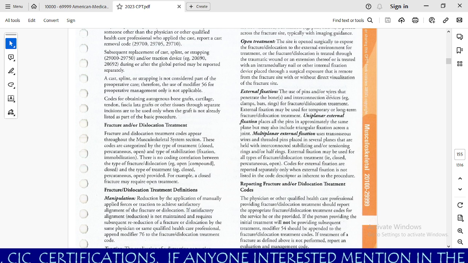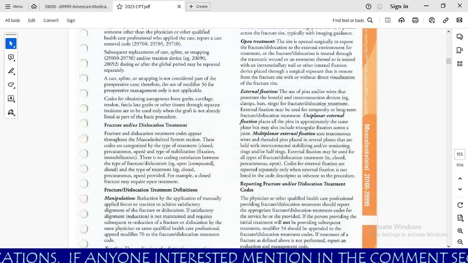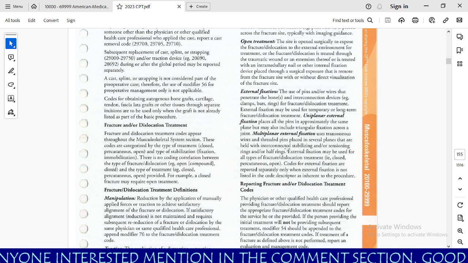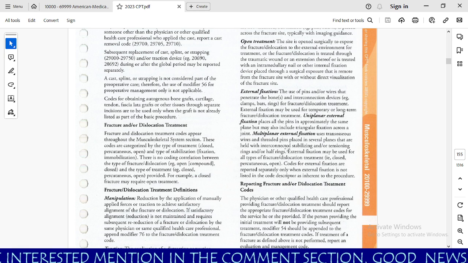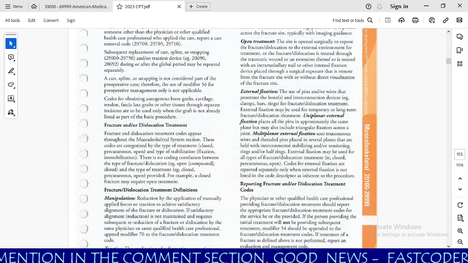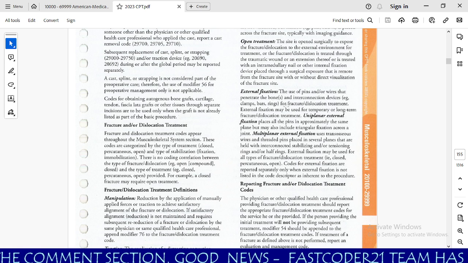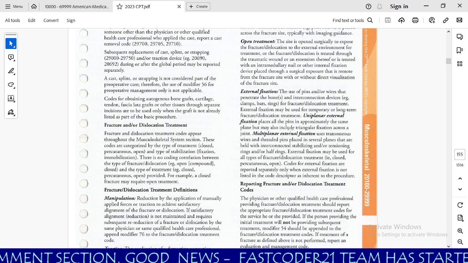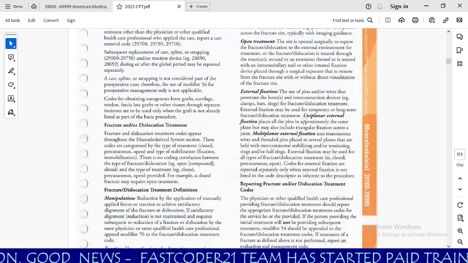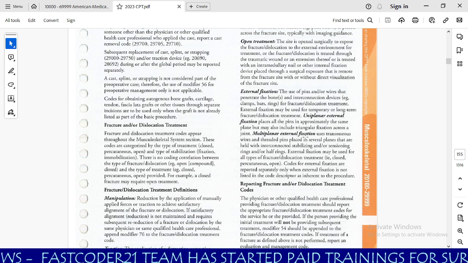External fixation is the use of pins or wires that penetrate the bone and interconnection devices for fracture dislocation treatment. Basically, external fixation devices are devices which are applied on the external surface of the fracture site. Most of the time the physician will use external fixation devices in order to treat fracture or dislocation. External fixation devices may be used for temporary or long-term fracture dislocation treatment. Okay, so they will be used temporary or permanent.